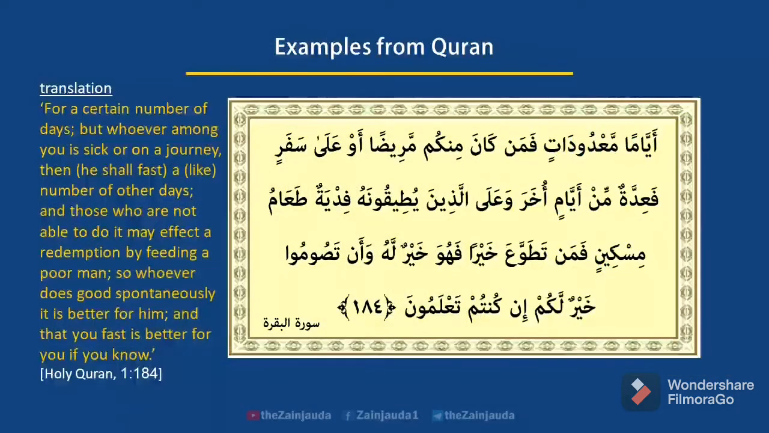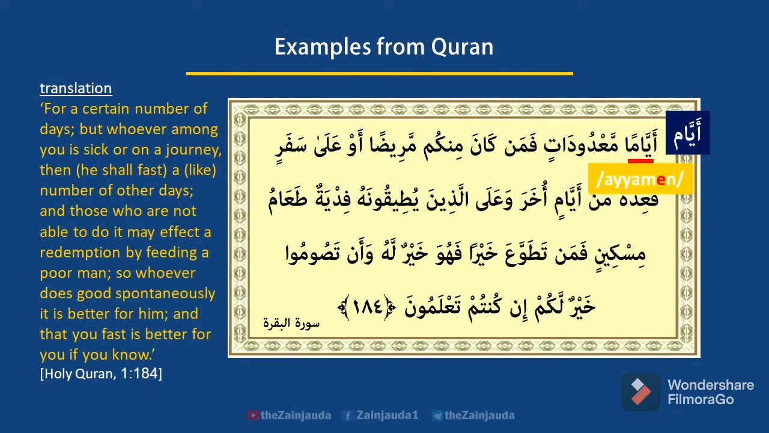Now let's have some examples. This verse contains several words with tanween. Let's read some of them. The first word is ayyaman. Notice the tanween at the end of the word. It is tanween al-fath. The original word is ayyam, which means days, and with the tanween al-fath it becomes ayyaman.